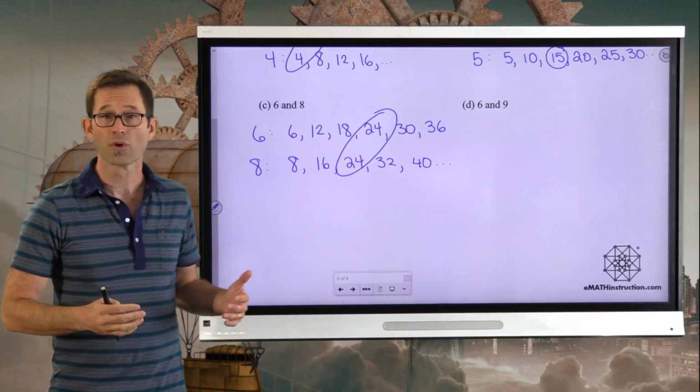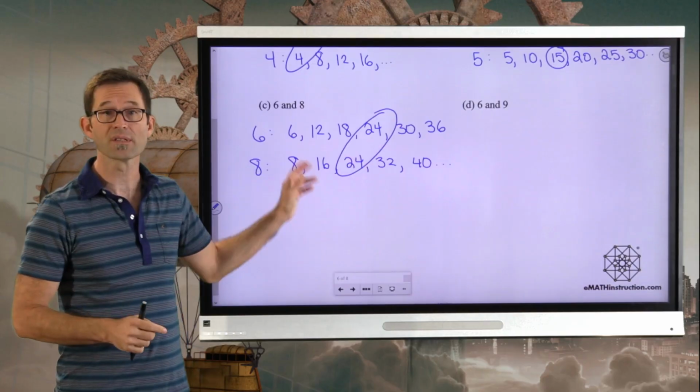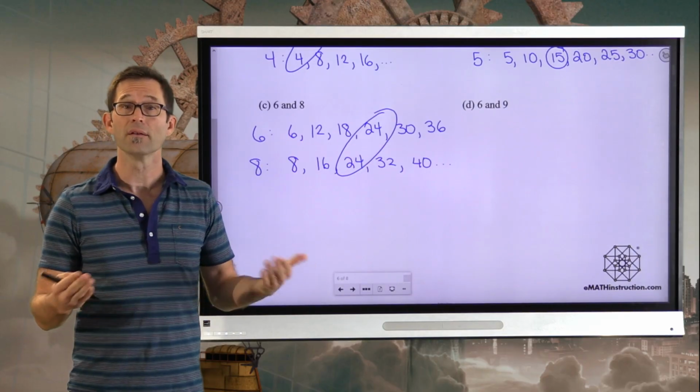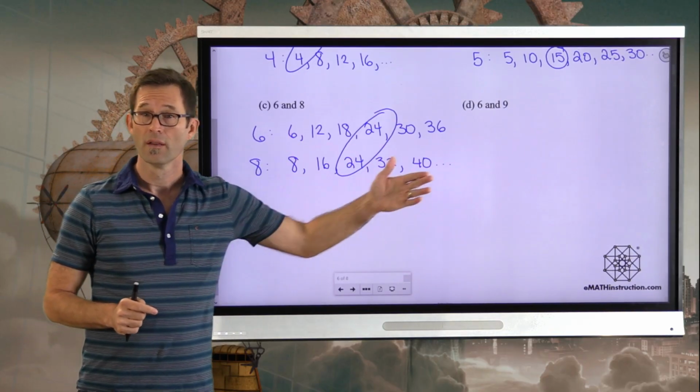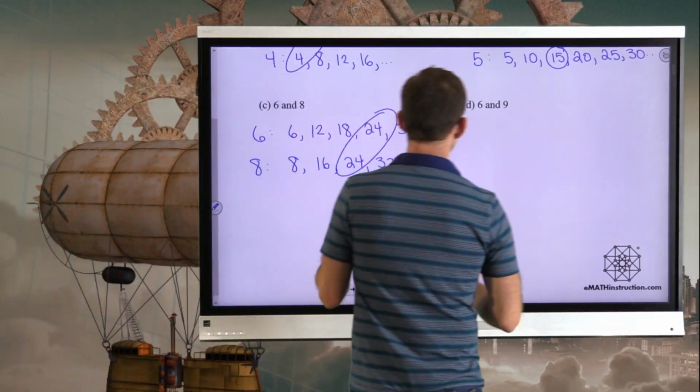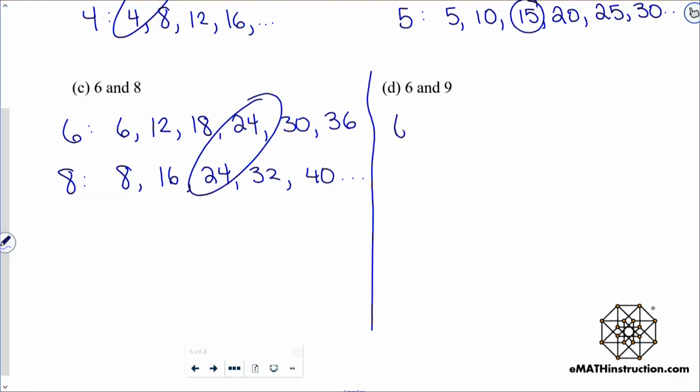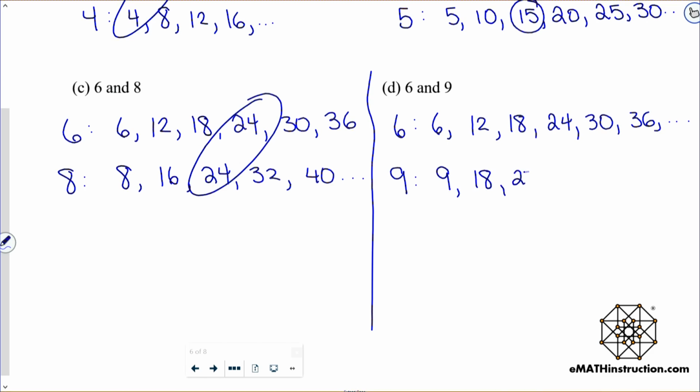Again, if you like to think about it in terms of division, 24 is the smallest number that both 6 and 8 divide into nicely. Let's go through 6 and 9. Well, we've already kind of listed 6, but let me list it again just so that we have it here for comparison. 6, 12, 18, 24, 30, 36. And for 9, we have 9, 18, 27, 36, 45, etc.